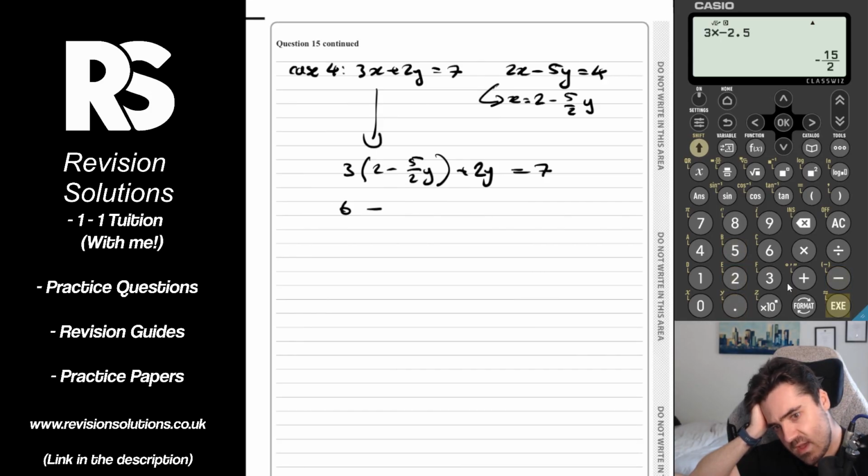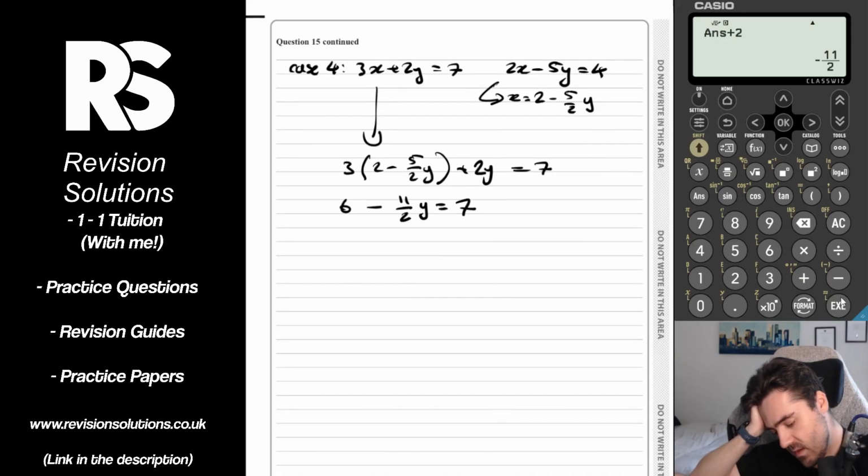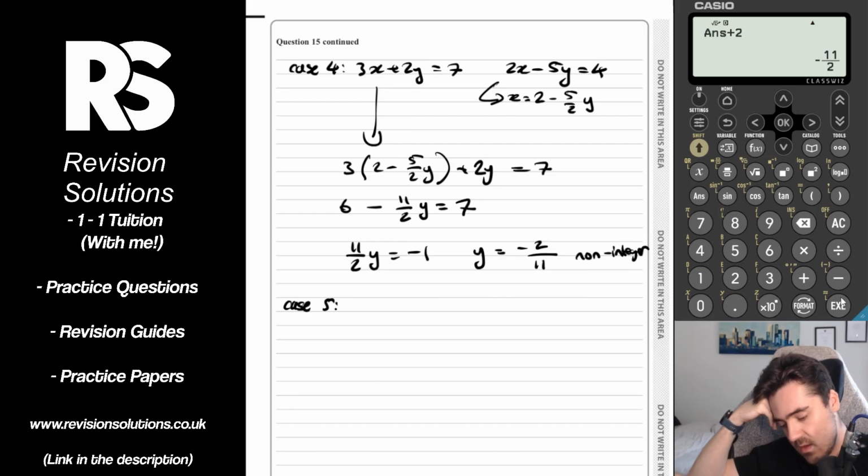But then we've got to add the 2 on. That's minus 11 over 2y equals 7. So 11 over 2y would equal minus 1. So y would be minus 2 over 11. That's a non-integer. So that's that case solved as well. Case 5, last one. Case 5 would just be the same thing but the other way around.